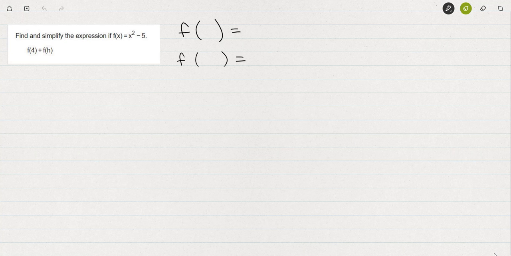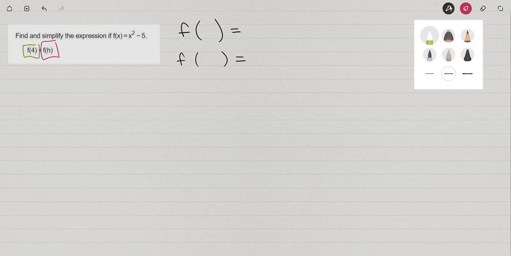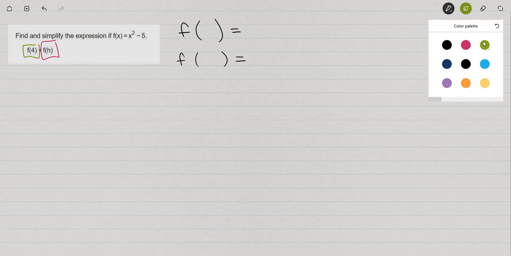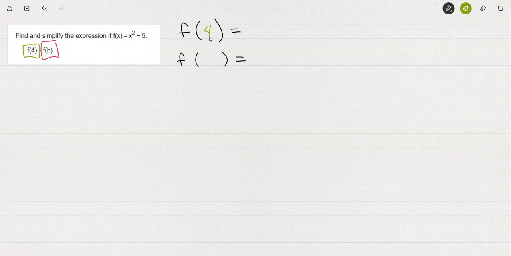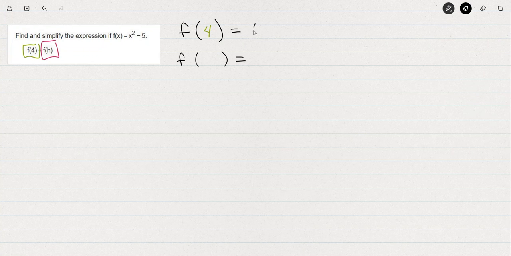So let's look at this. What we have is f of 4 added to f of h. Here's a nice approach to this. Don't be afraid to use some color to highlight what you're doing, and don't be afraid to even overwrite what you might need for each of these problems. If you see what I've got here, let me erase the 4 for just a minute. This is a really good approach that tends to work almost seamlessly.